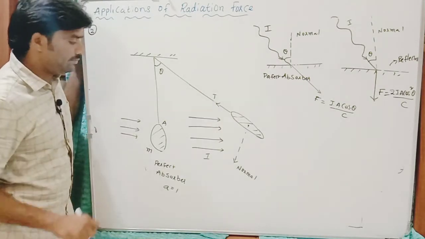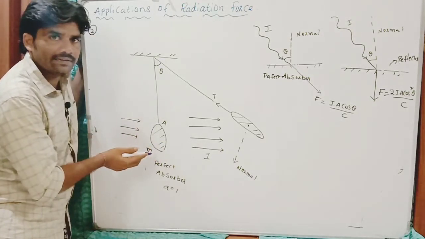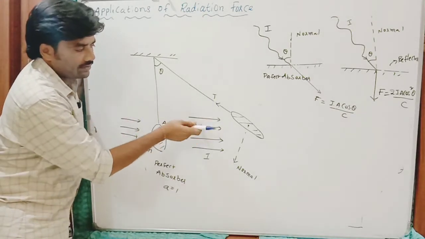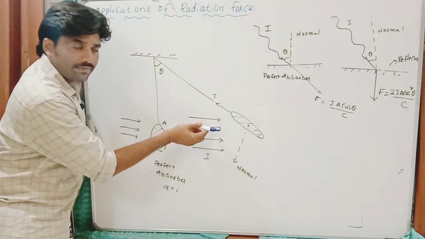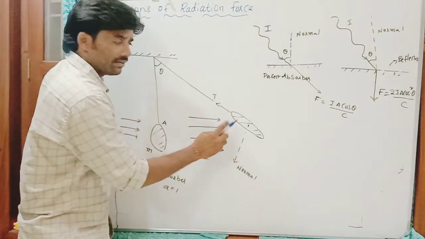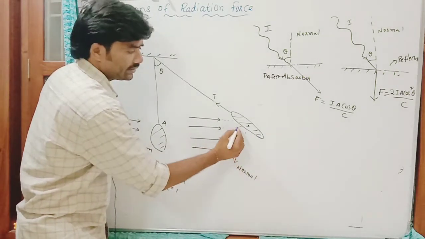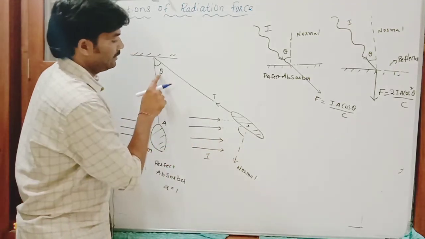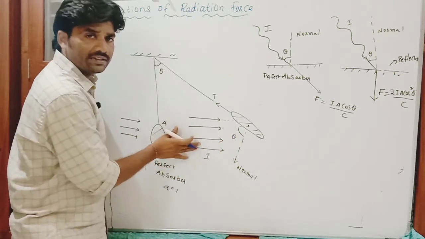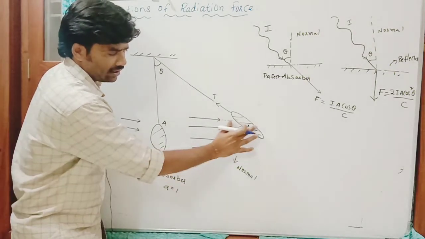Now the second application: the same absorbing object, mass m, suspended like this. Now the radiation is allowed to be incident like this, always along the horizontal direction. This is not a normal incidence on this surface of the absorbing material. Here the radiation is striking slantly. The angle between the normal and the direction of incident radiation is, say, theta, so this is 90 minus theta, and this is theta. The intensity of radiation is I, and the angle between the direction of incident radiation and the normal of this plane is theta.